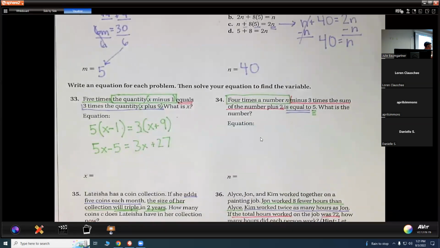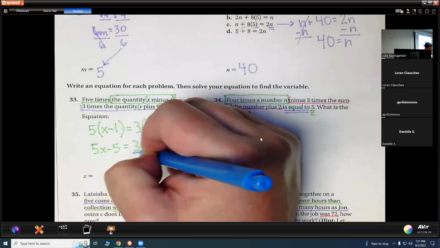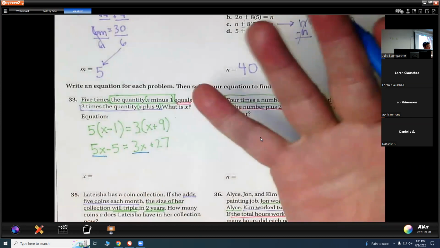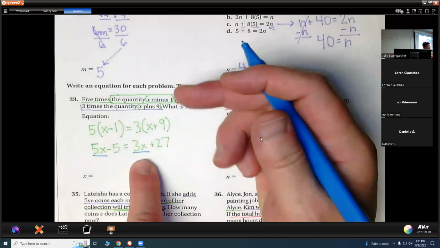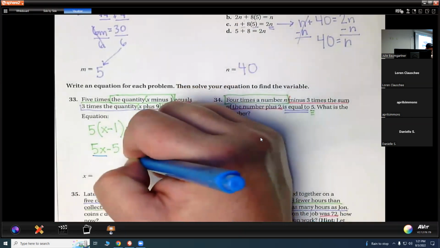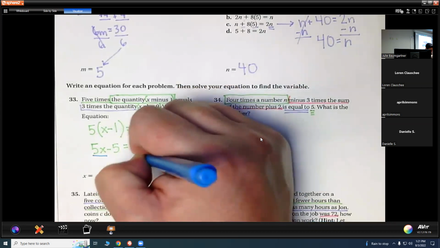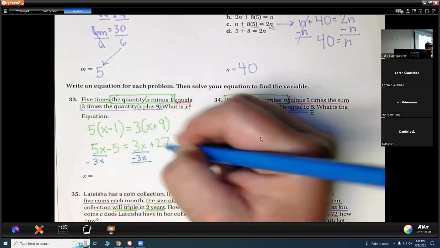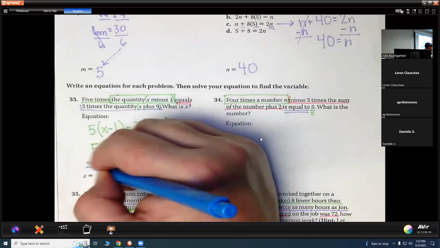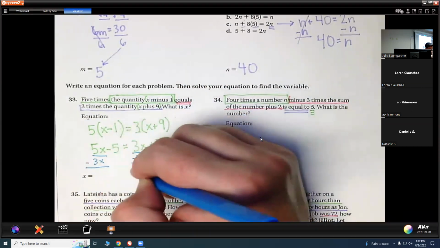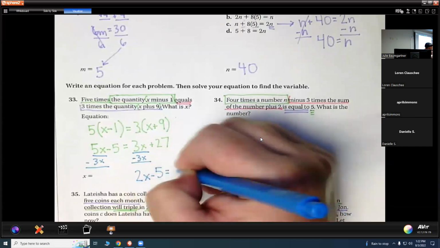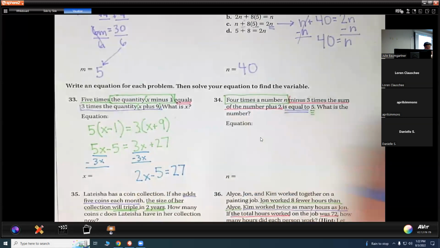Then I see that I have like terms on either side of my equal sign, so I'm going to need to combine them, and I always find the smaller to combine. So let's subtract 3x from both sides of our equation. And so then we end up with 5x minus 3x is 2x, minus 5 equals 27.